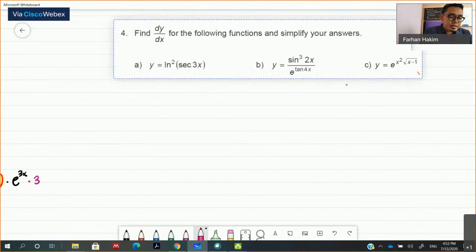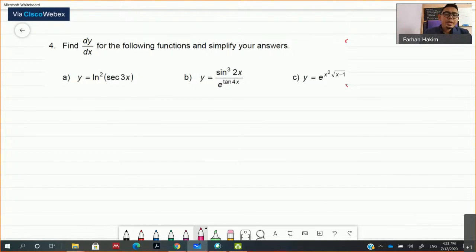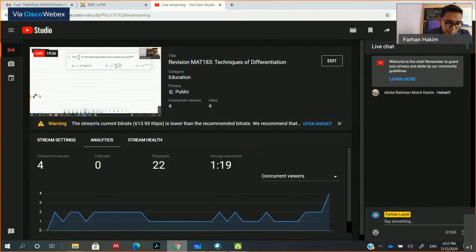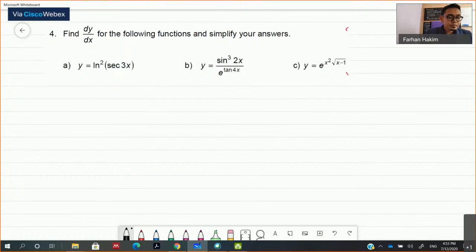Let's try another set of questions. So we want to differentiate this, ln square of secant 3x. So firstly, before you differentiate this, you should rewrite this in this form, all right? For question number A, I'll just write ln of secant 3x. Please put in the bracket the square outside.